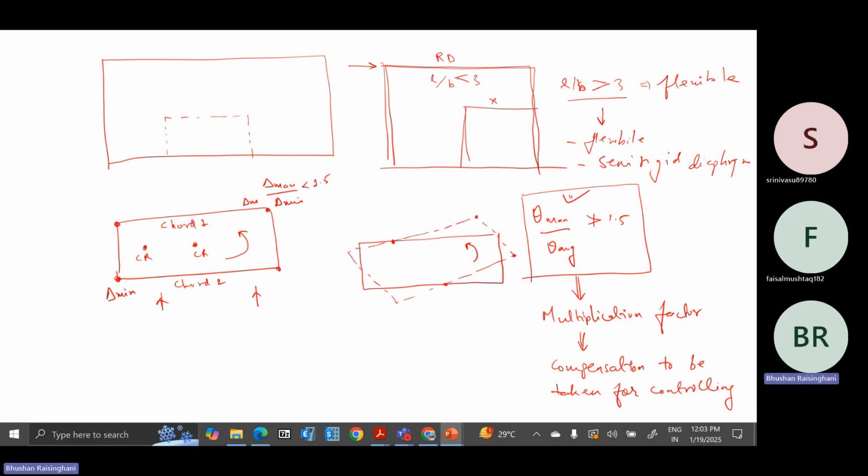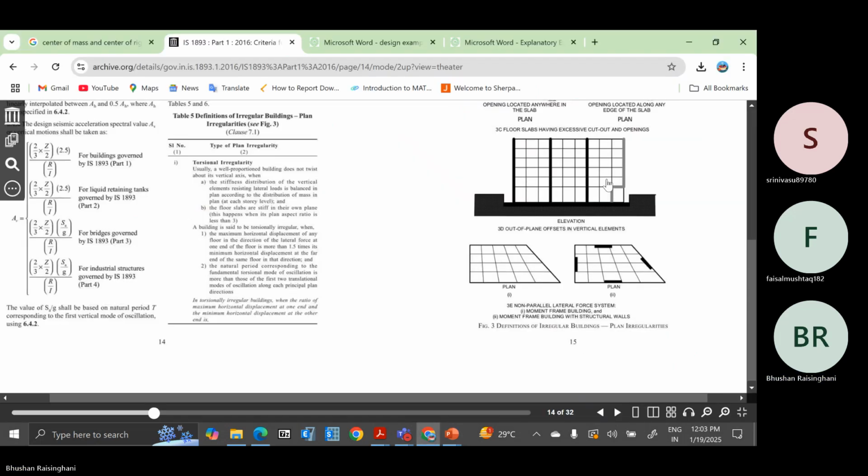ETABS is using this factor, if you see the table. So you should also check in the software what delta max and delta minimum you are getting, whether the software is doing it the same way or is using a chord rotation. This chord rotation is from ASCE 7, not from the IS code. So that is the first point that we mentioned for it.